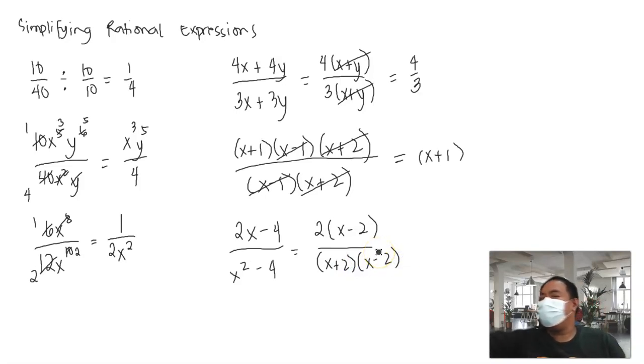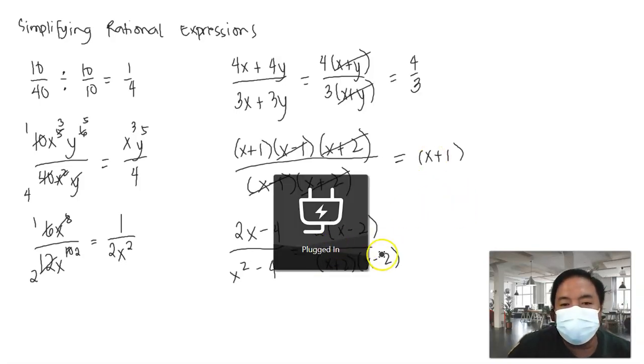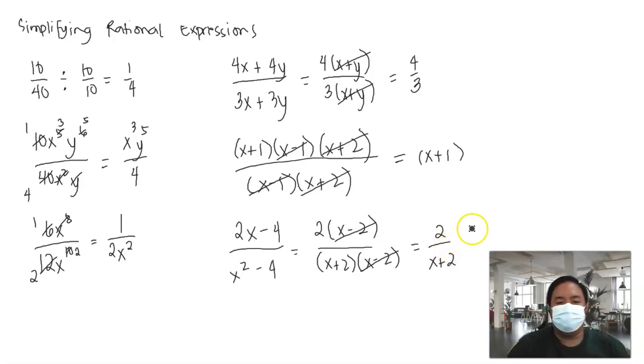Meron po ba tayong pwedeng i-cancel out doon sa mga quantities na meron po tayo? Yes, very good. So, kung ano man po yon, that is x minus 2. Very good. So, yun po yung pwede natin i-cancel out dyan sa given sa atin. So, cancel out x minus 2, and what will remain will be 2 over x plus 2. Ayan, ang galing na. Kayang-kaya na, di ba?